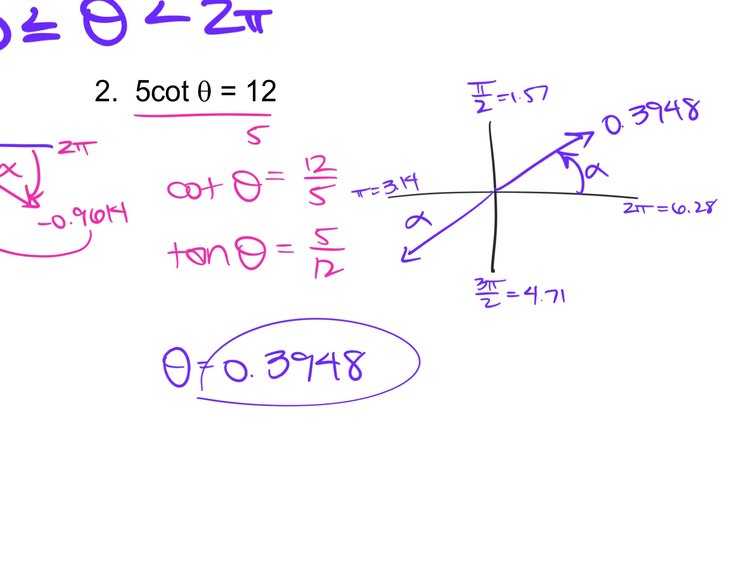What am I going to do to find my second answer? I'm going to take pi, and I'm going to add that reference angle, 0.3948. And I'm going to get 3.5364-ish.